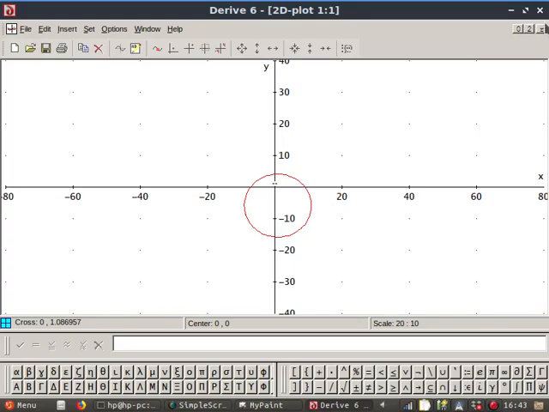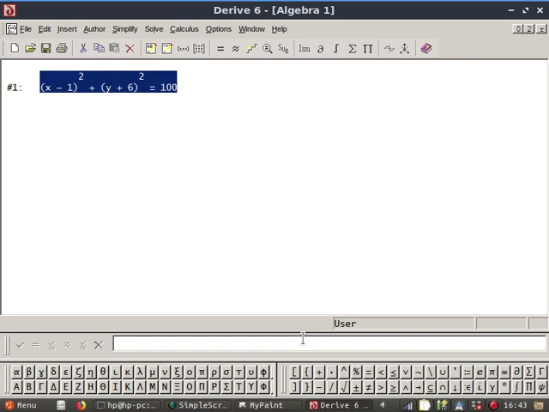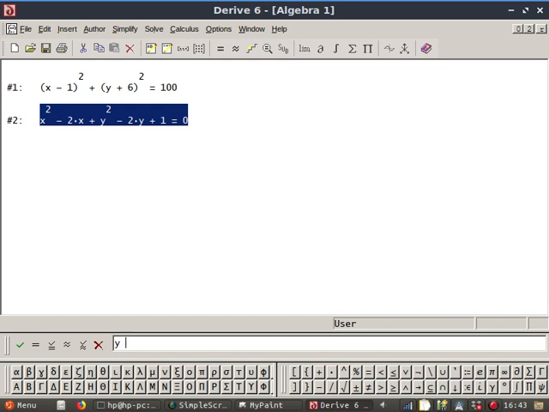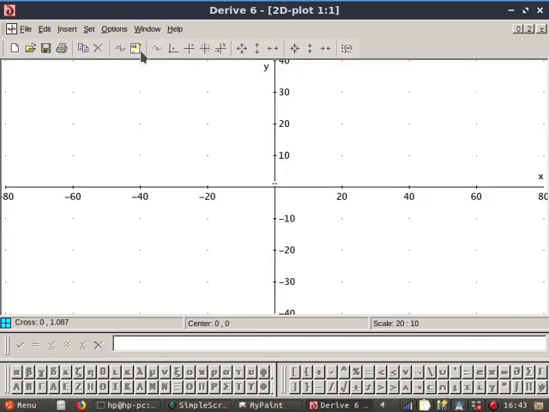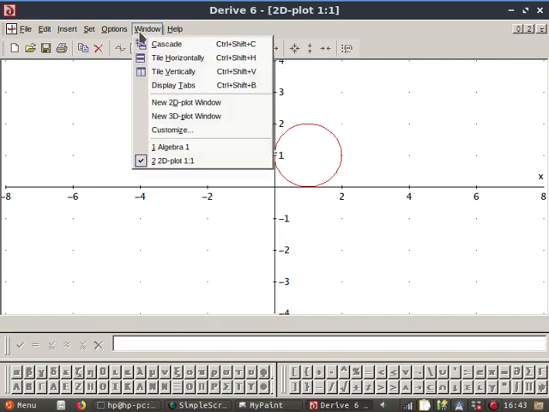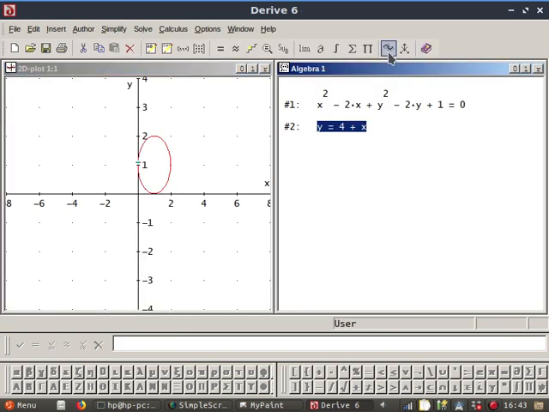What did I say the equation of the circle was? x squared minus 2x plus y squared minus 2y plus 1 equals 0. Okay, and what was the line? y equals 4 plus x. Okay, now I'm going to graph both of these. Graph. Oh, there we go. And then, what was the other one? Graph that one.